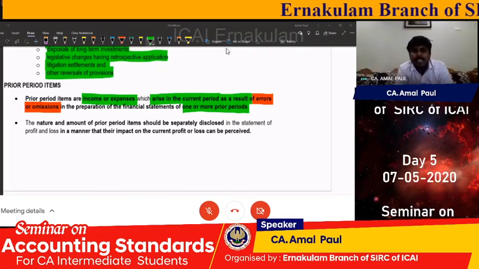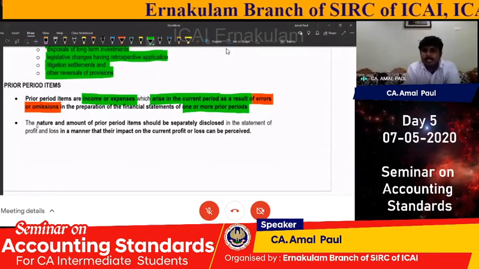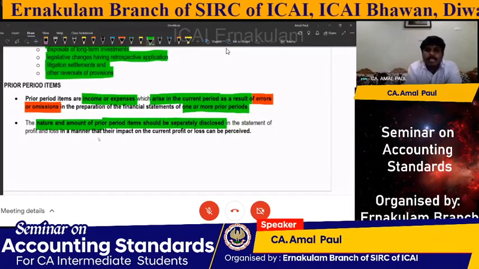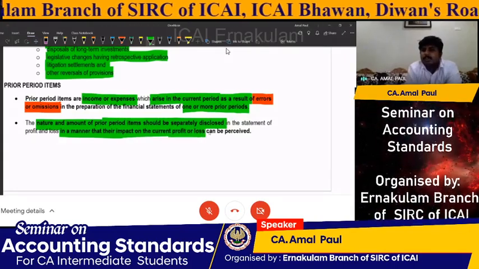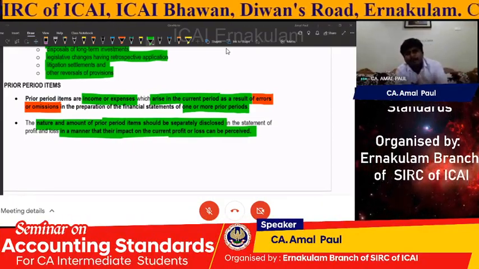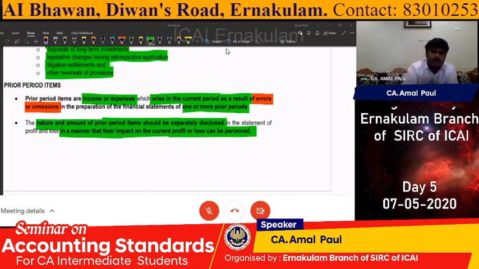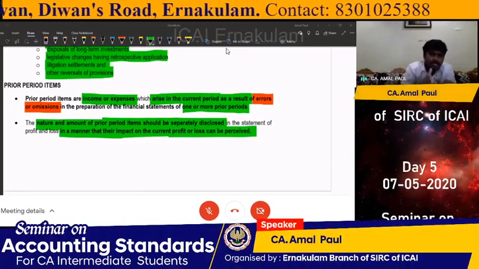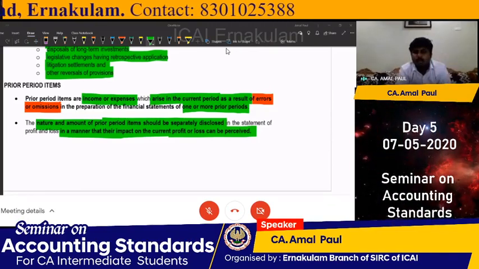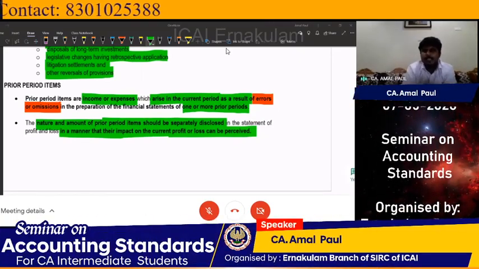Clear? If that is the case, the nature and amount of these items should be disclosed separately, in a manner that its impact on current profit or loss can be perceived. That means it needs to be disclosed separately in the statement of P&L. Clear? Are you clear with ordinary activities, extraordinary item, exceptional item, prior period item? Are you clear with these four aspects?